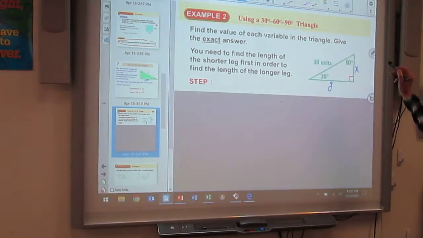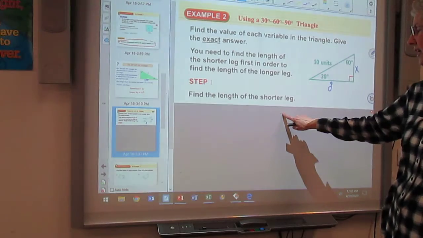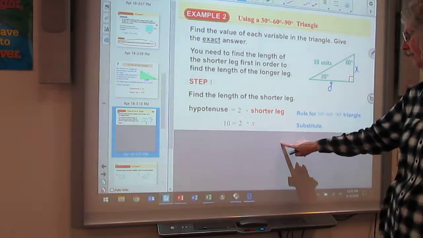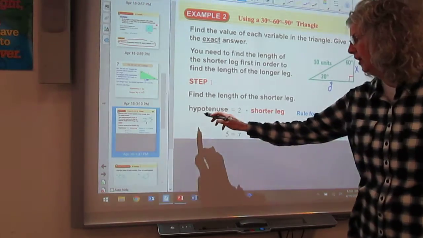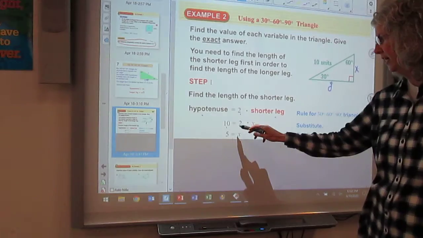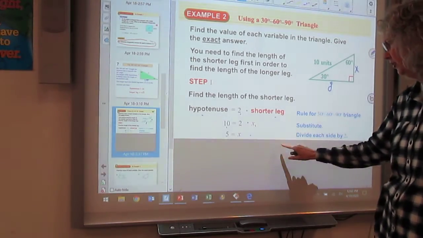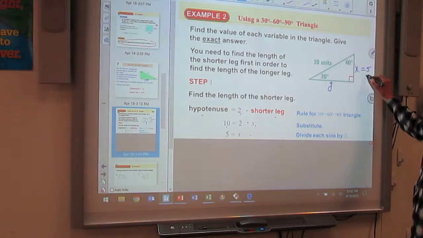I want you to give some thought. Which one do you want to find first? Right, we want to find the x first, because the length of the shorter leg is half of the hypotenuse. Let's take our formula. The hypotenuse equals twice the shorter leg. Plug in the hypotenuse length, use x for the shorter leg, and x comes out to 5, which is half the hypotenuse. So now you know that x equals 5 units.